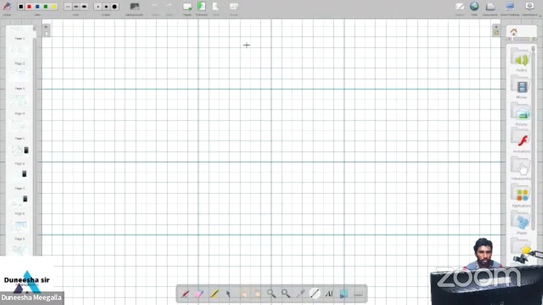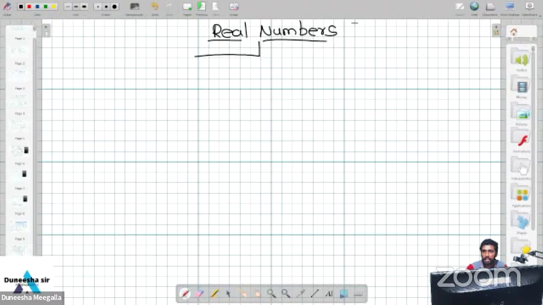Write down this law. Real numbers. What are the real numbers? Real numbers කියන්නේ අපිට every real number can be expressed on the number line. මේක number line එකේ express කරන්න පුළුවන් ඕනම number එකක් අපි කියනවා real numbers.